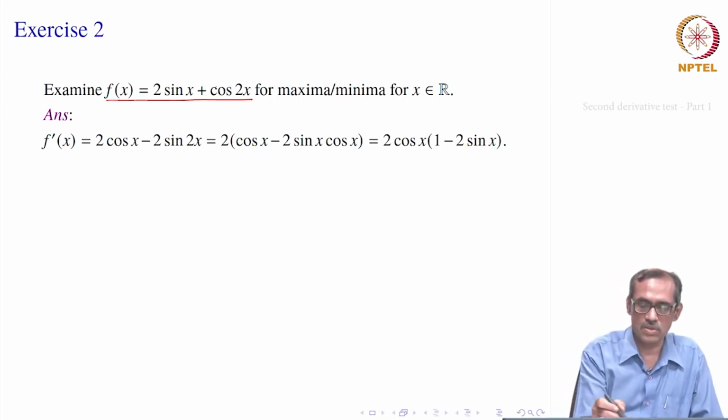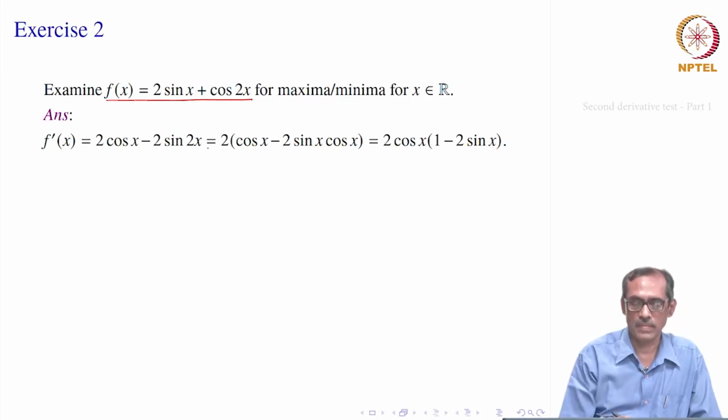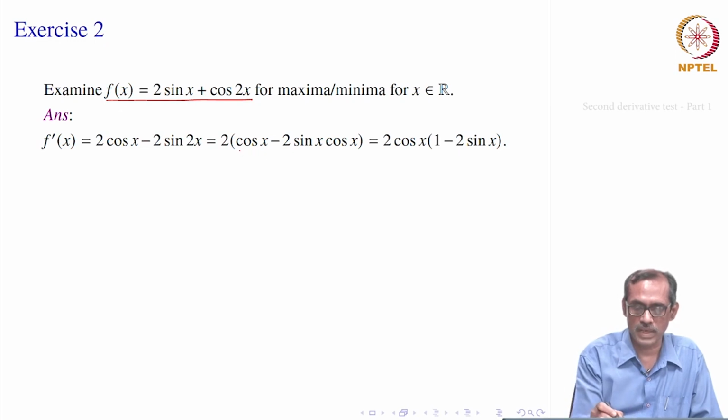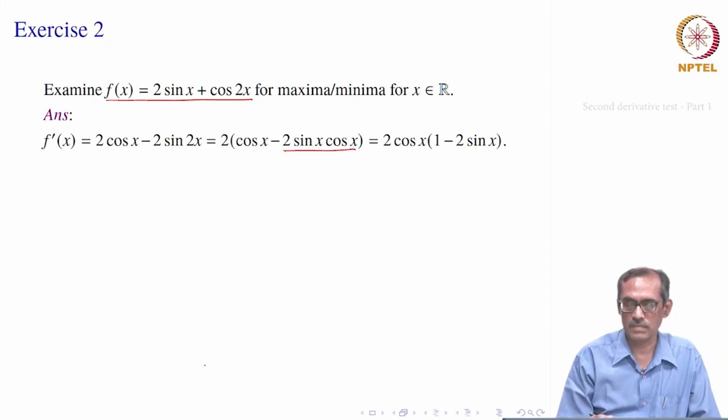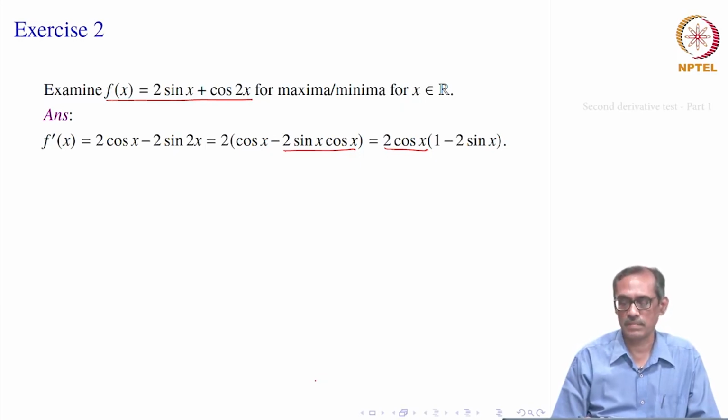Now, it is defined everywhere on R, and differentiable also. So, its derivative is 2 cos x, from sin x we get cos x, and from cos 2x we get minus sin 2x, and 2x gives 2. So, minus 2 sin 2x. If you take 2 common and expand it, it becomes cos x minus 2 sin x cos x, this is sin 2x, or that is 2 cos x into (1 minus 2 sin x). That is our f prime x.